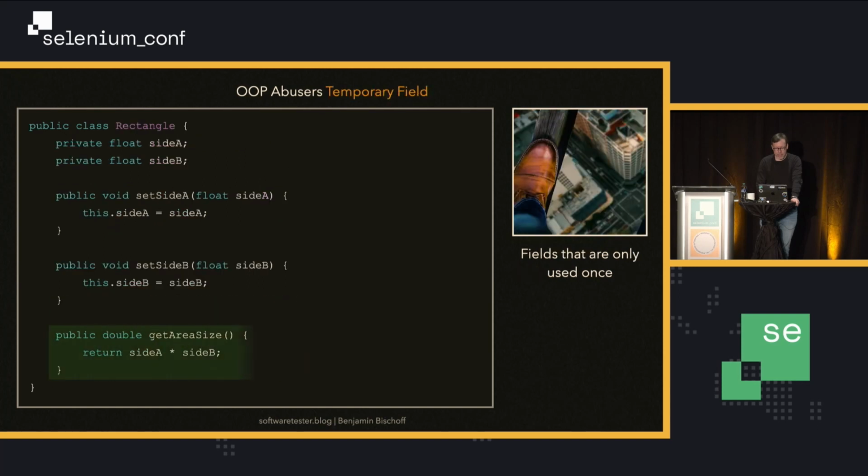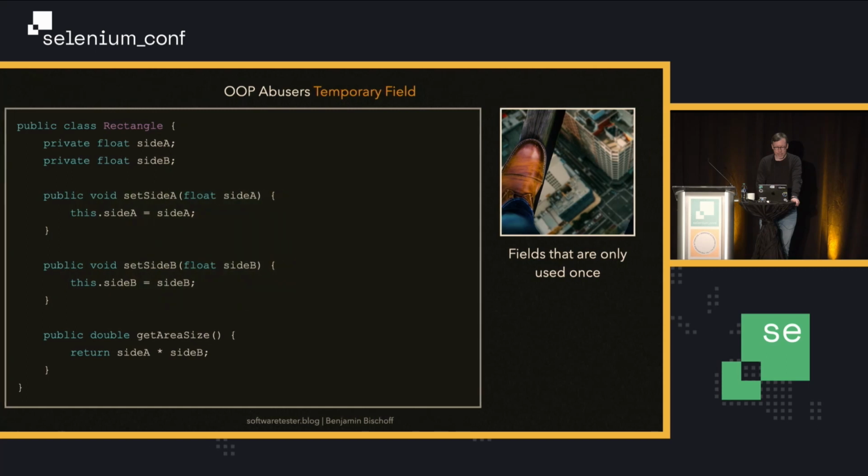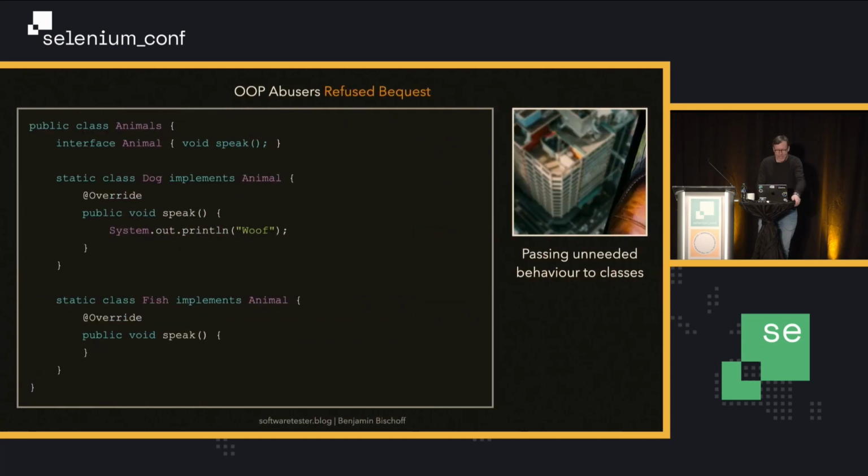Oops, I'm sorry. I'll do it again. There's the rectangle again for those who missed it. There's the dog again. It implements the animal interface, and you override the method speak, and in this case I just return wolf.